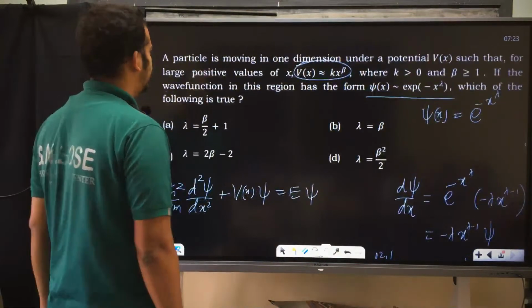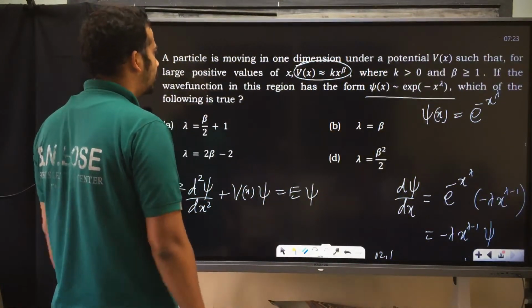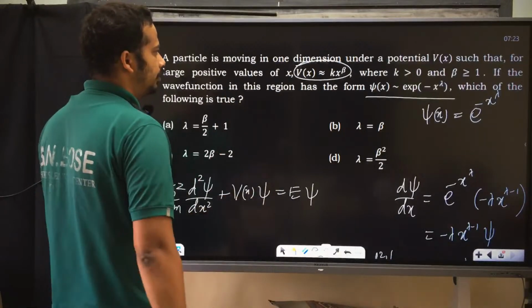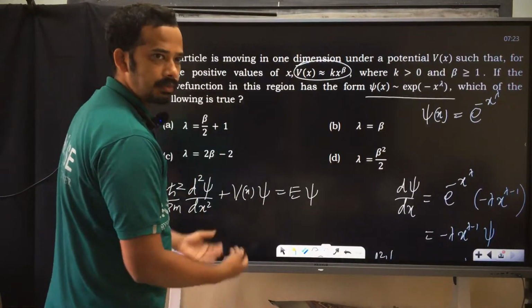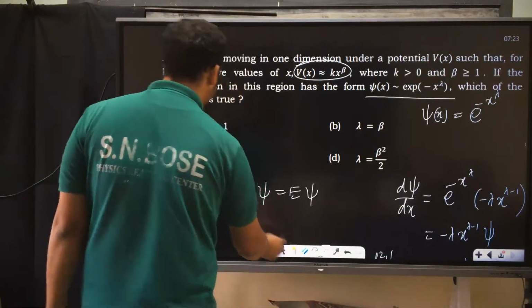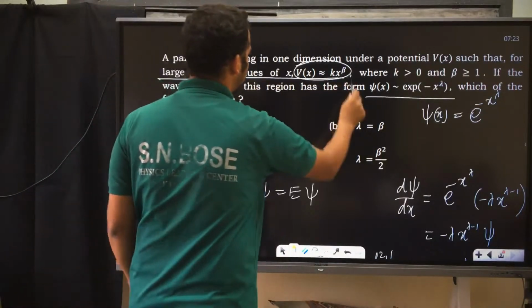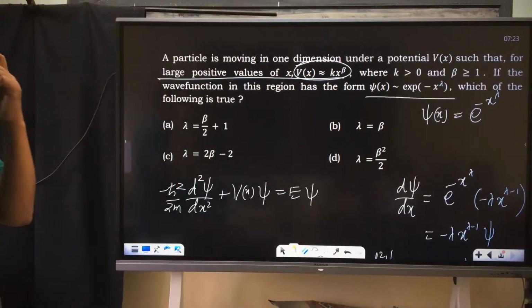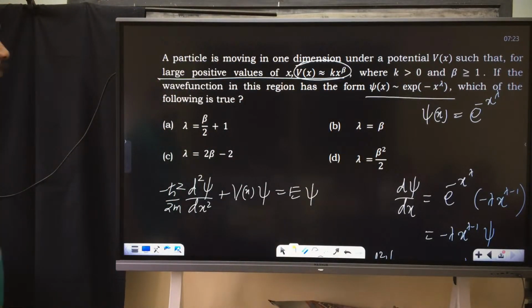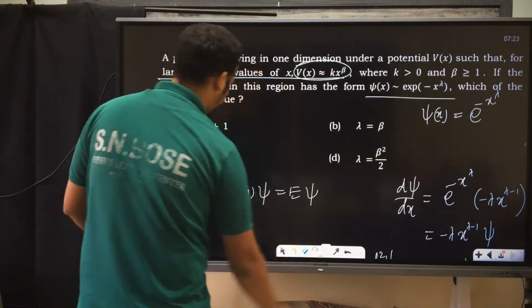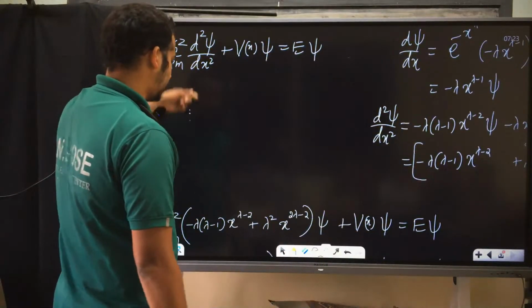No, he has given that one, means for large positive x values. This should be this one. That means we need to apply that one. Otherwise, what is the role of this information? You need to apply that one. But when I take that approximation, check how you apply that approximation.